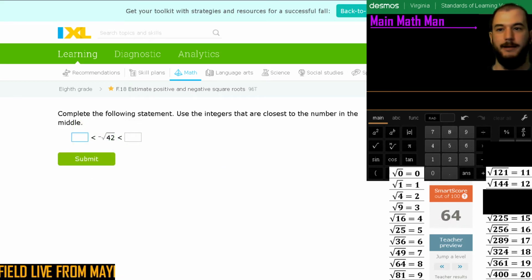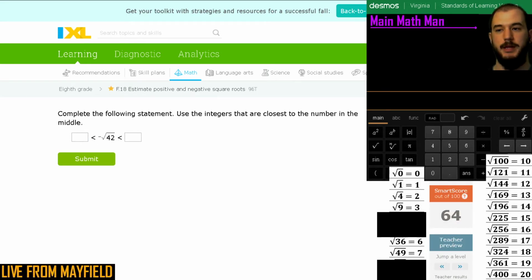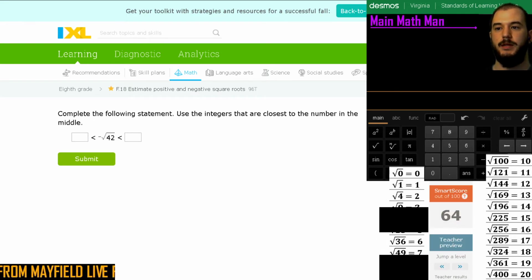Let's go. Where does negative 42 go between? It goes between negative 36 and negative 49. So that means that I have to have 7 and 6. Make sure, since you're talking about negative, I have the further negative to the left. So I'm going to say negative 7 and negative 6. Super. All right. Let's see if we can speed this up a little bit.